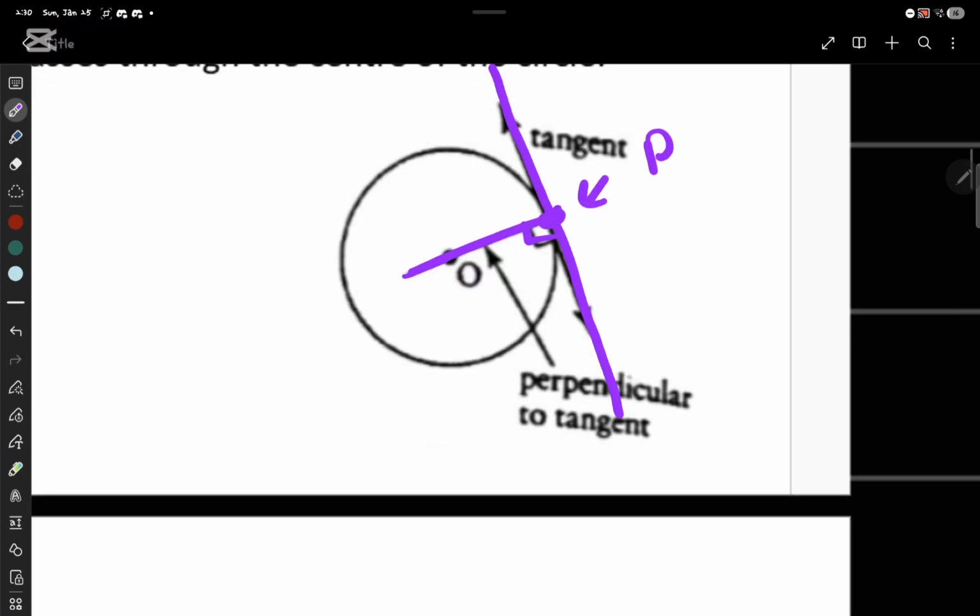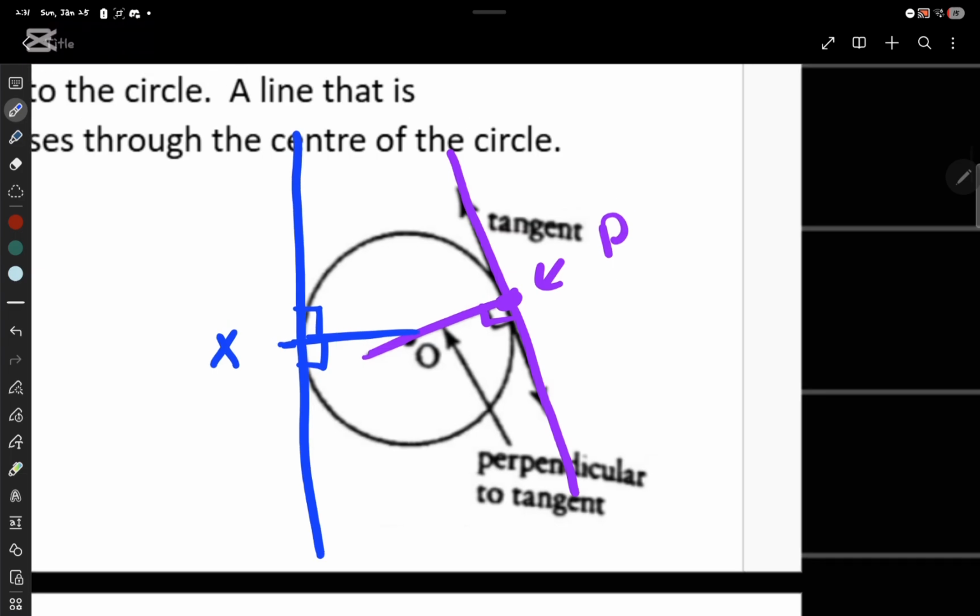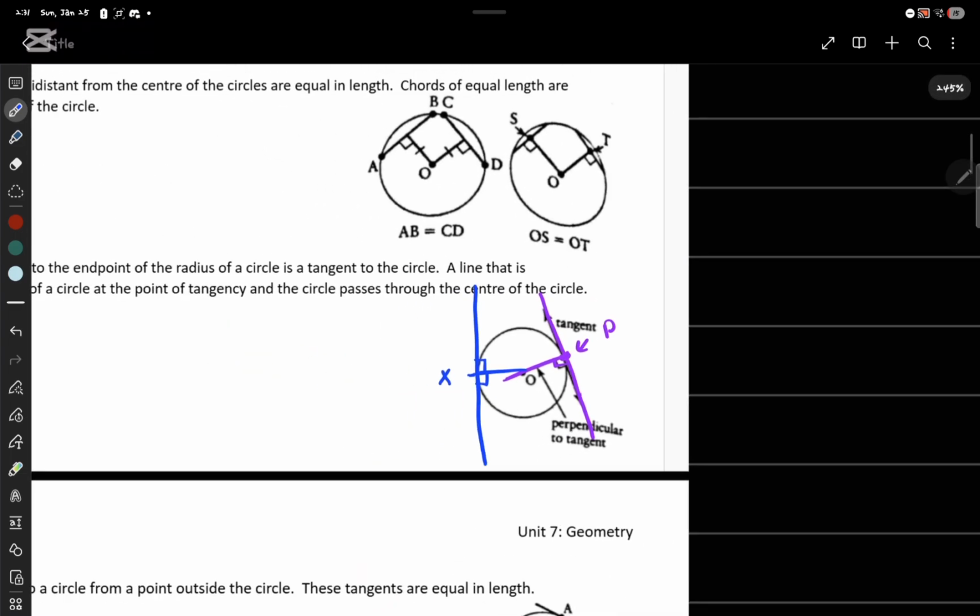Okay, so let's draw another tangent for you to understand. Let's say we draw this one, let's call that x, and this is the radius of the circle. The point of intersection between this tangent and this radius of the circle would be a 90-degree angle. It's perpendicular. So that's essentially what this theorem states.